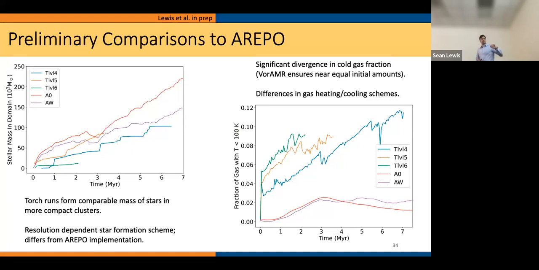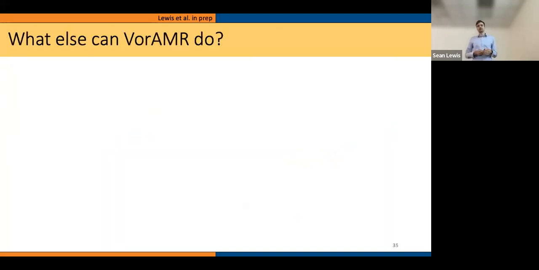So looking at this, as it stands, there's this ability to interpolate data between a Voronoi mesh and an AMR grid, or AREPO and Torch. That in itself is pretty extraordinary. Again, like I said, as far as I'm aware, that capability did not exist before this work. But on top of this, there are a few other things that my tool can do.